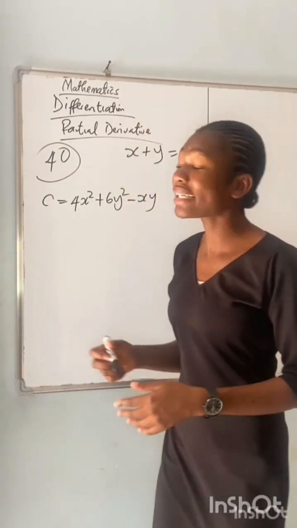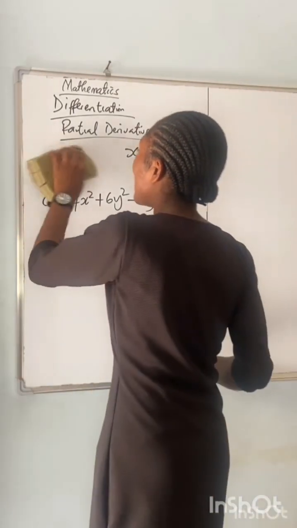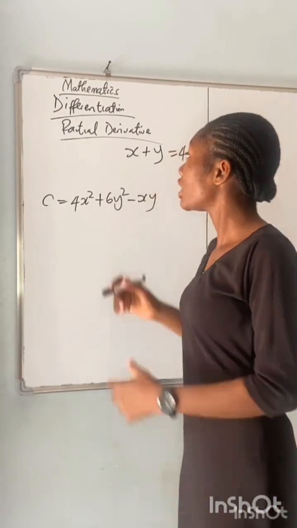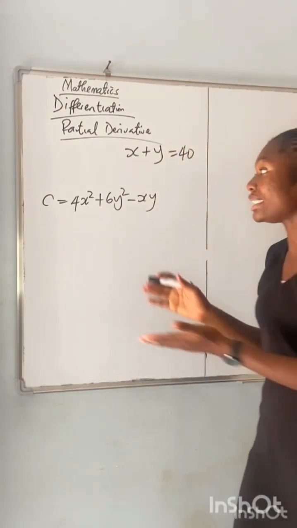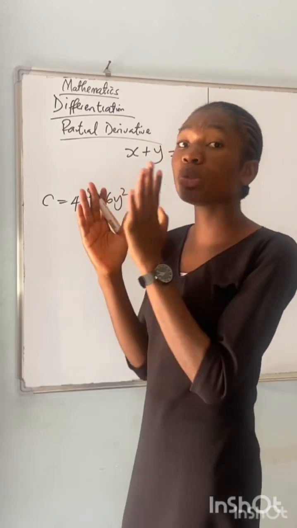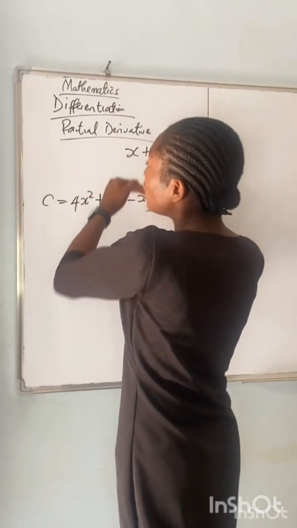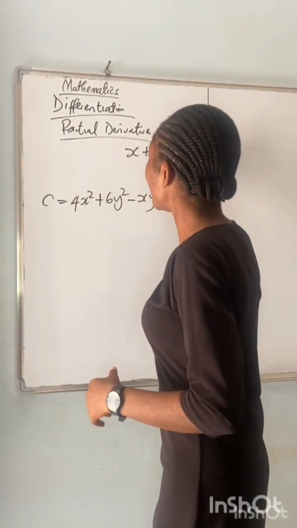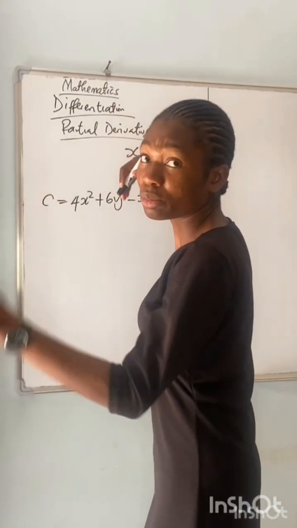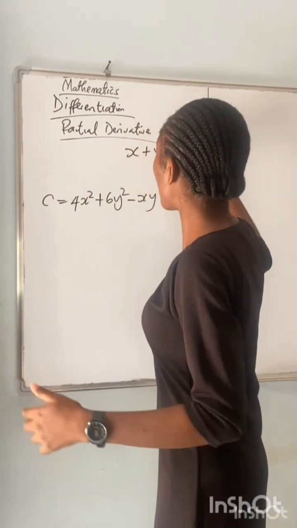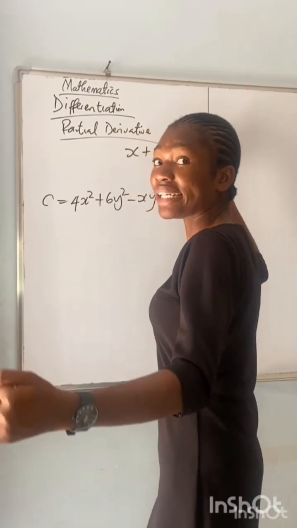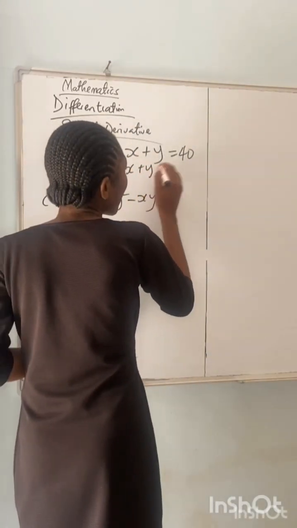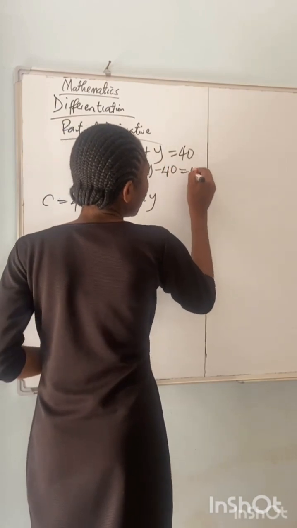Like I said, we bring in our Lagrange multiplier when we are trying to solve and we have a constraint. Before bringing in our Lagrange multiplier, this is still our cost function. The first thing I will be dealing with is our constraint. We want to equal this to 0, so I'm taking this 40 to the left hand side so that our expression will be equal to 0. In doing that, we have x plus y minus 40 equal to 0.